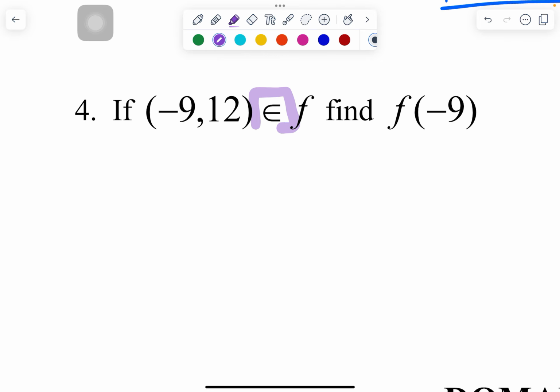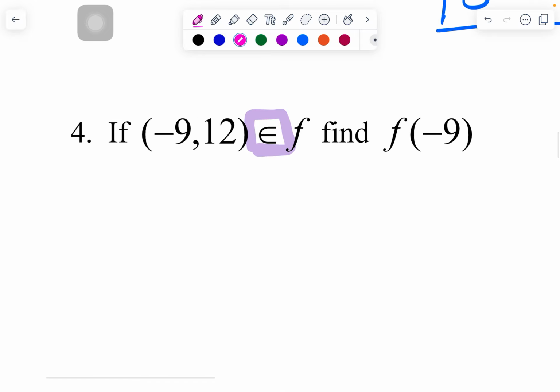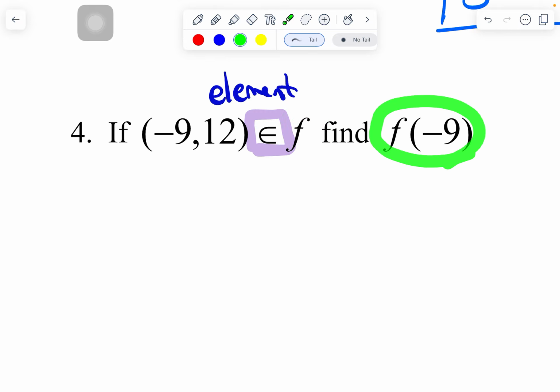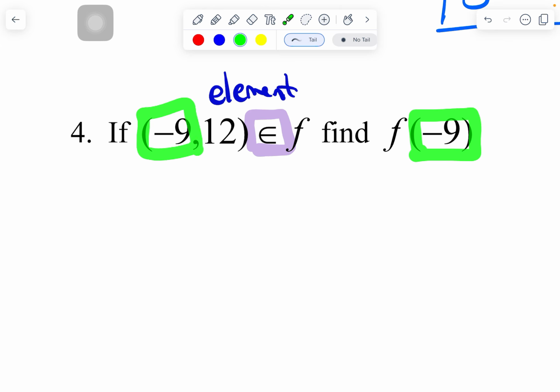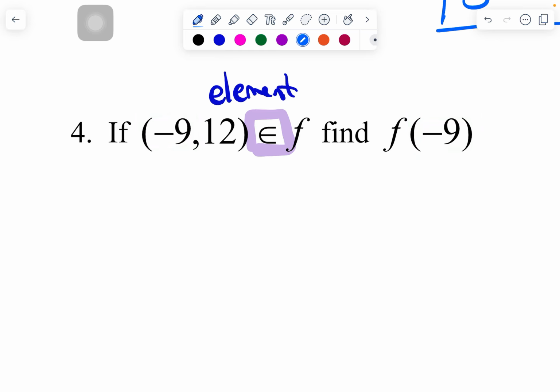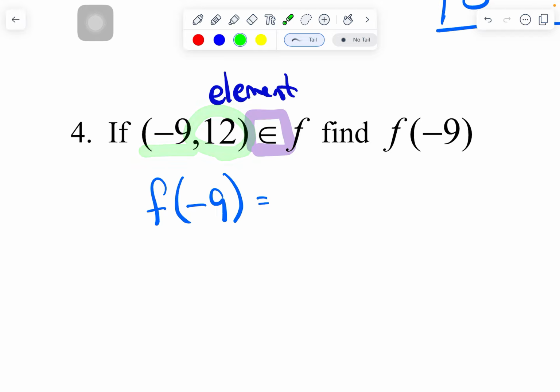and that's this symbol right here that means element. I don't know exactly what the terminology is, but what this is saying is that this point, negative 9, 12, is an element of that function. So here's the thing. I'm asking you to find f of negative 9. So we know this is the x value. And what this is asking for is what function value do you get for f of negative 9? Well, when x is negative 9, your y value is 12.